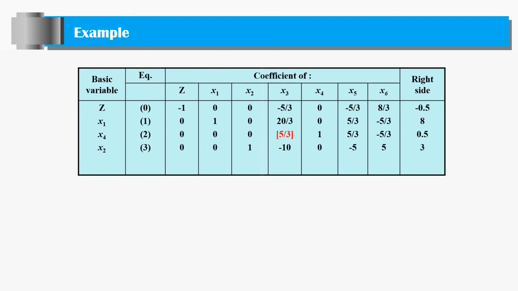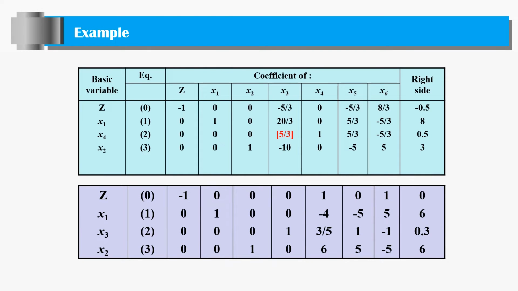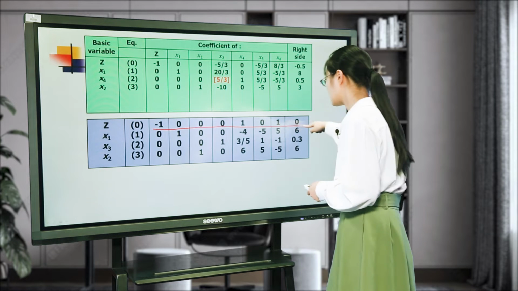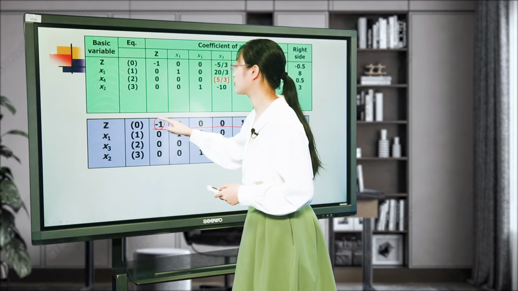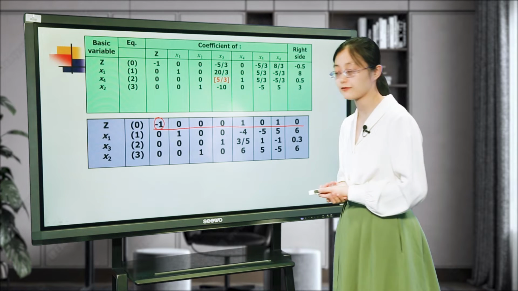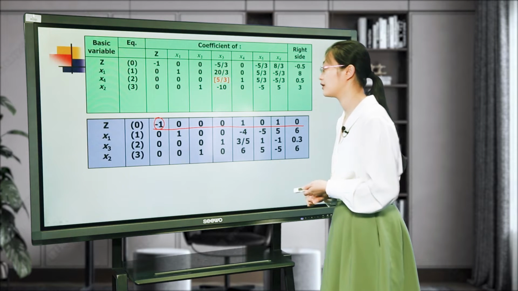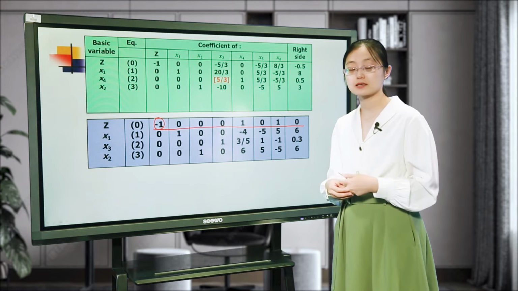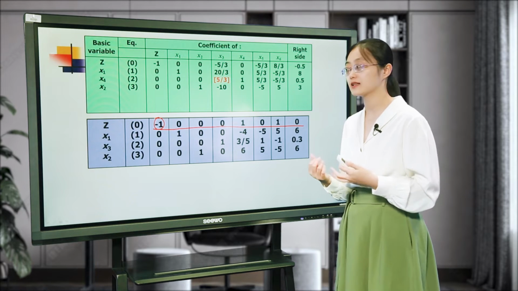After we repeatedly apply this iteration, eventually we'll have the tabular in its standard form, where all the coefficients in equation 0, except possibly for z, because it's our objective function, are all non-negative. Then we say we can stop. The simplex method gives us an optimal solution at this point.